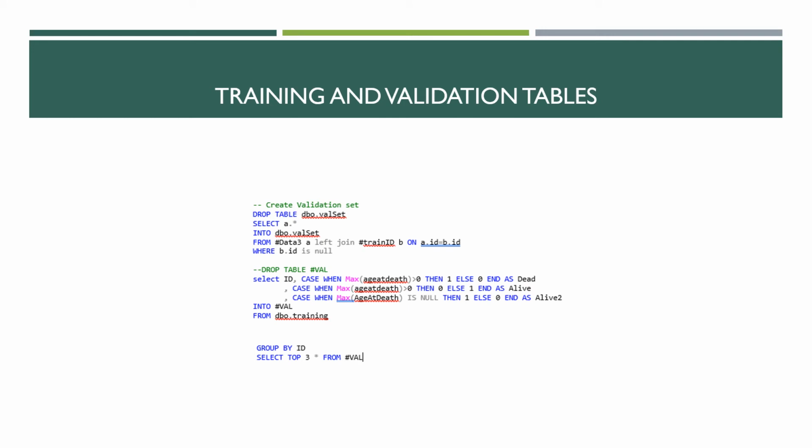Using the entire dataset, a random number was assigned to each patient ID. 80% of the random data was chosen and used for the training dataset, while the other 20% was used for the validation dataset.